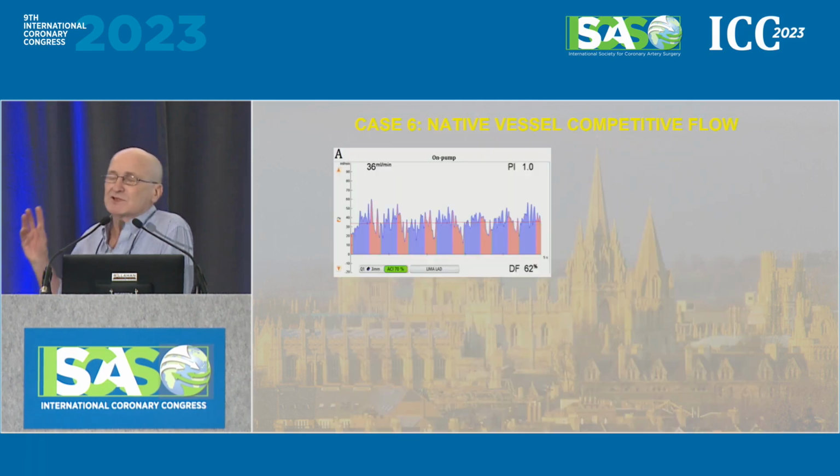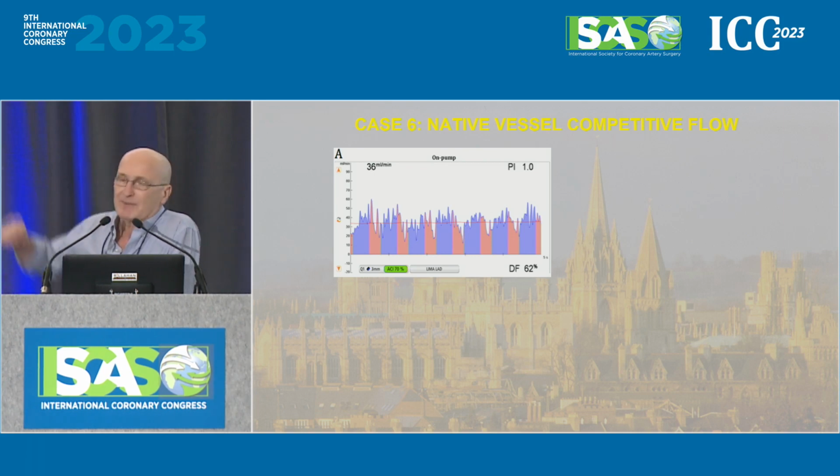Now, this patient was done on pump because the patient was in another trial which mandated the case had to be done on pump. Initially, it all looked reasonably okay. You can see from the jagged appearance of the trace that there's a bit of spasm in this arterial graft. But the LIMA to the LAD was 36 mils per minute on pump with a PI of 1.0.